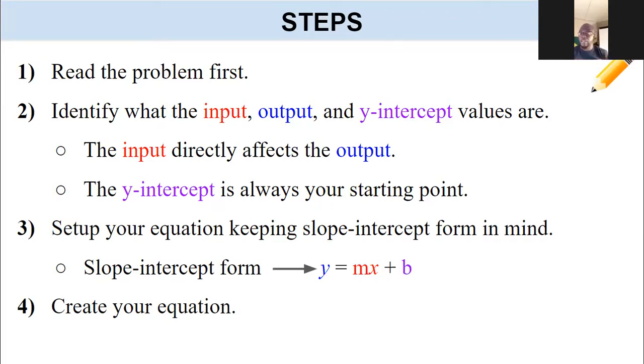Your input directly affects your output. Your y-intercept is always your starting point, and you're going to see me refer to that throughout this video. Keep in mind that your slope-intercept form is y = mx + b, where m is your slope and b is your y-intercept. With knowing this, we're going to use it to create our equations, to write our linear functions from word problems.